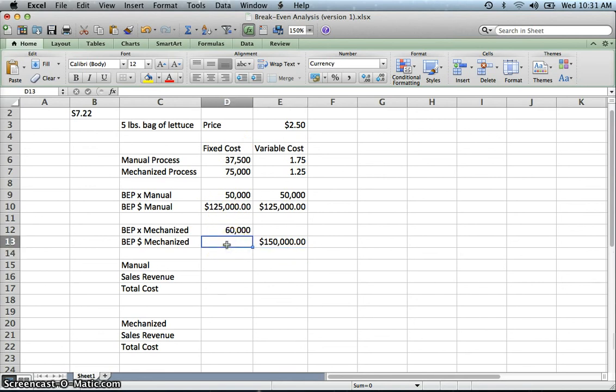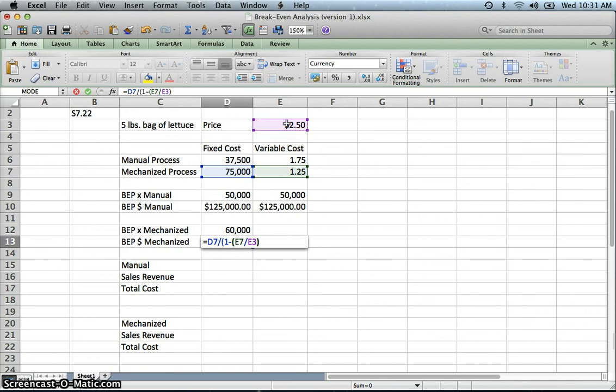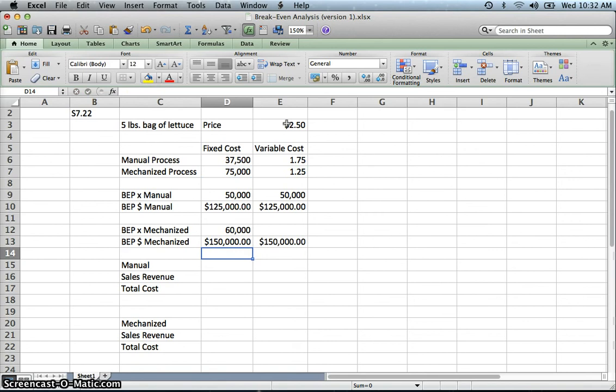But let's use the formula, make sure that we get the same answer. So once again, it is the fixed cost divided by 1 minus this ratio, the variable divided by the price, and then we subtract that from 1 and divide that into the fixed cost. And once again, we have the answer, $150,000.